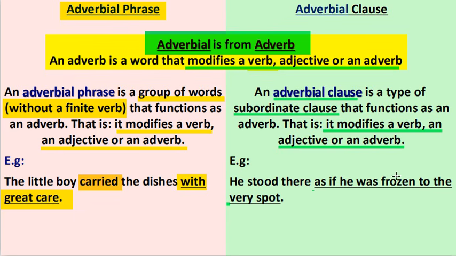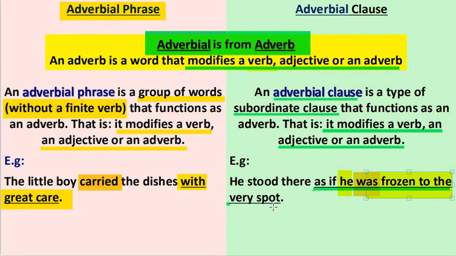How is this one a clause? This one contains a finite verb. As if he was frozen to the very spot. Was is a finite verb. In fact, it contains the subject and the predicate. He is the subject. Was frozen to the very spot is the predicate. So that is why this one is a clause.